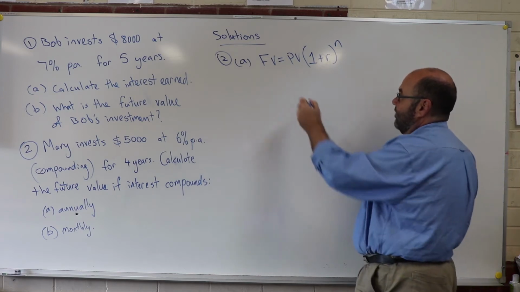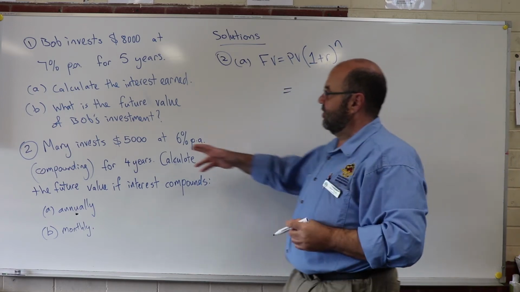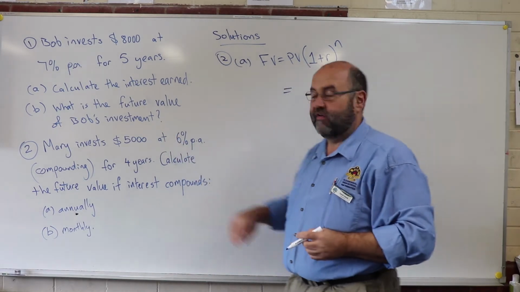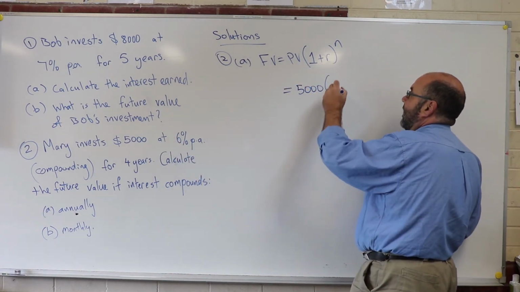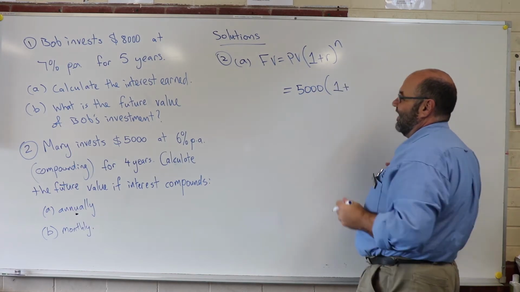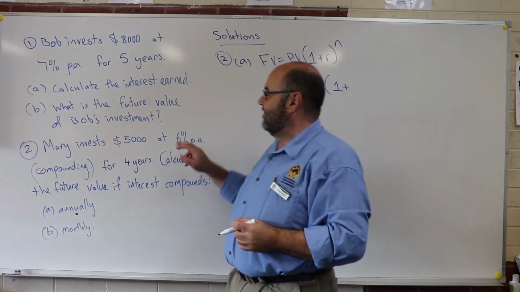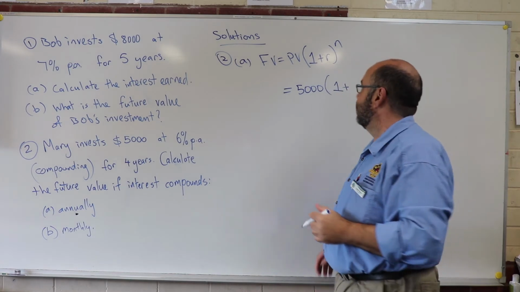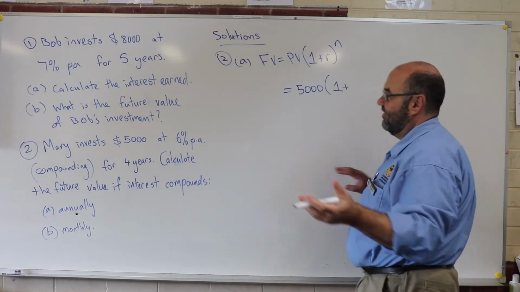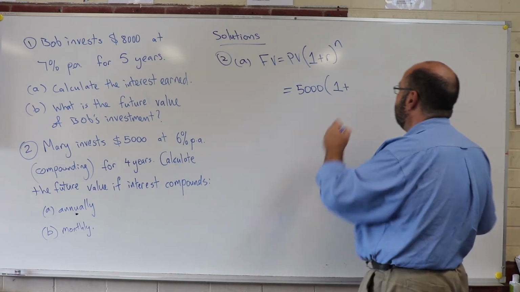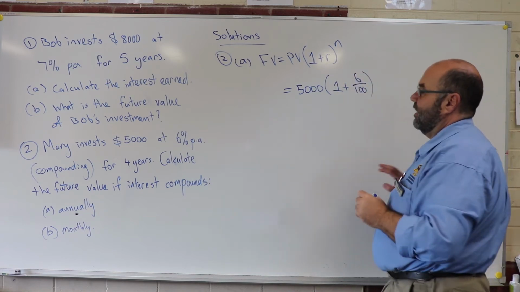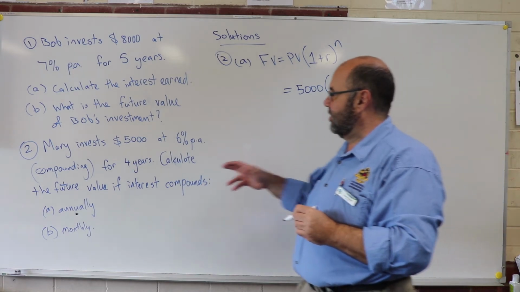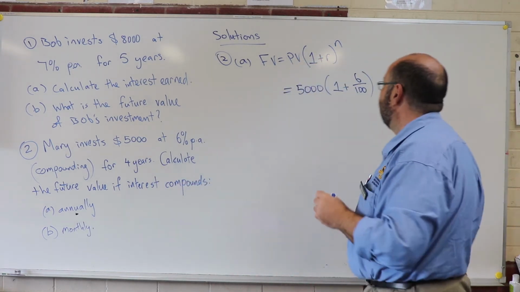What's our present value? Our present value is the money we're stumping up at the start. It's $5,000. Outside of 1 plus r, our interest rate is 6% per annum, so we've got to write that as a fraction or a decimal. So 6 over 100, to the power of n. N is 4 years.